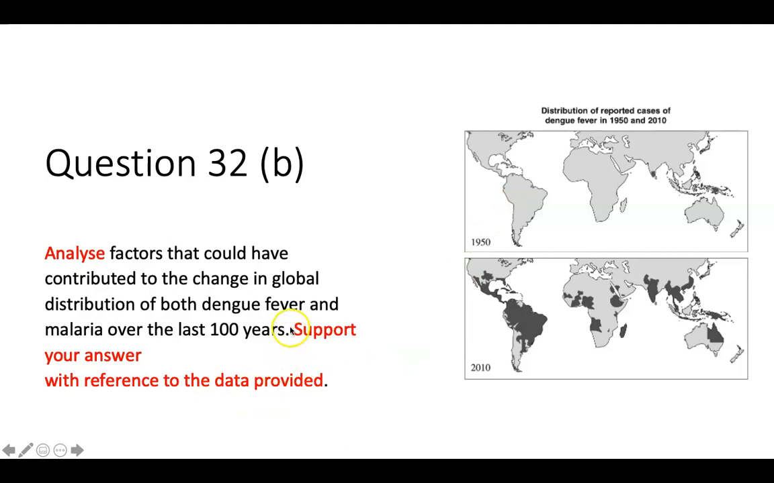Now, in this question, it specifically says support your answer with reference to the data provided. And if there is data provided, if there's a picture, if there's a graph, if there's anything there to help you with your answer, whether it asks you to refer to it or not, you should always refer to it. It's there for a reason, and the reason is the markers want you to be able to analyse this picture or analyse the data in this picture. So make sure when there's a picture or there's a graph or there's a table that you directly reference that data.